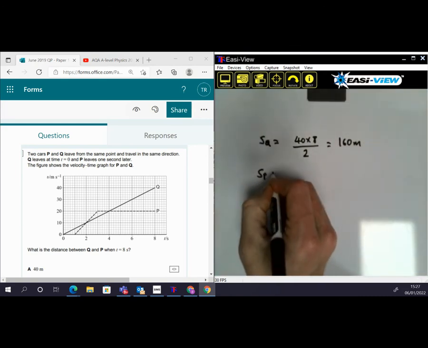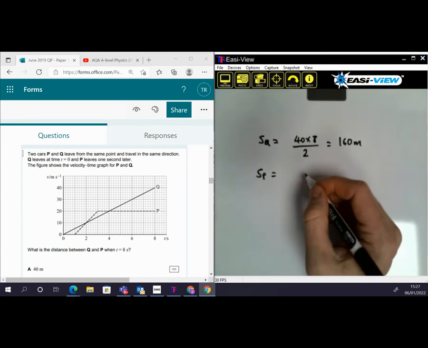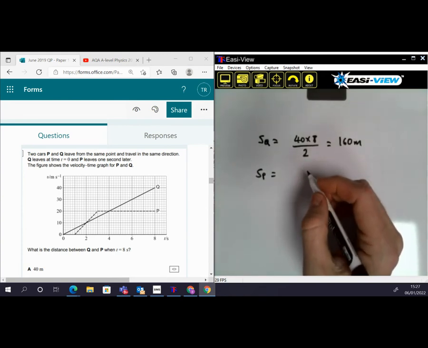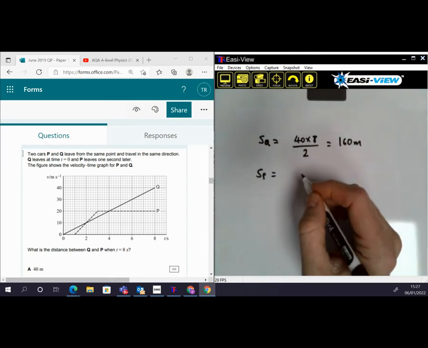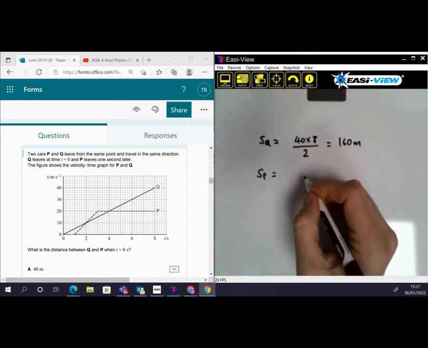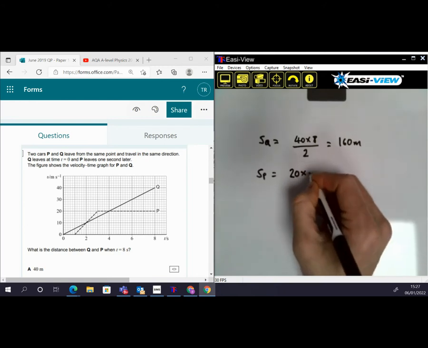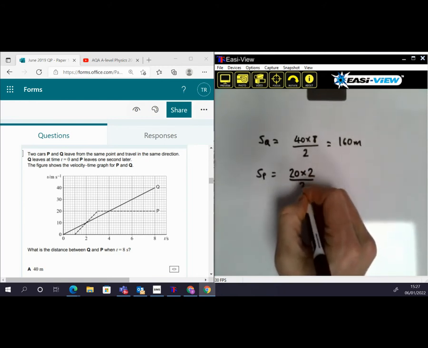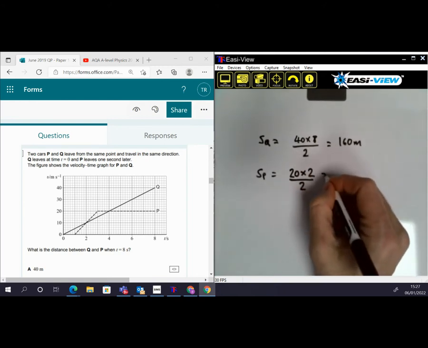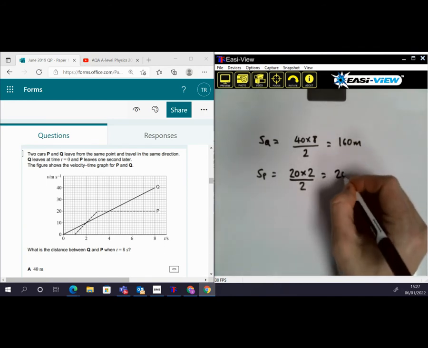And then the displacement of P, I can split this. The easiest thing to do is split into two shapes. You can do it with the trapezium rule if you wish, but I think it's going to be easier to split into two shapes. So from 1 to 3 seconds, it goes from 0 to 20 meters per second. So 20 meters per second multiplied by 2, but divide by 2 because that little shape is a triangle, and we end up with 40 divided by 2, which is 20 meters.